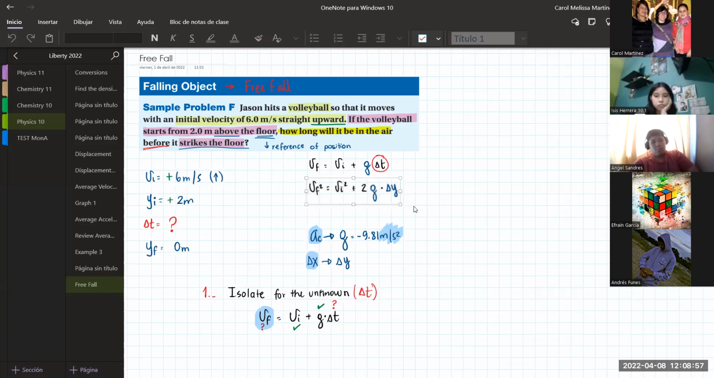Now, as you can see, the change in the position is not given in the problem. They gave me the initial position of the ball and the final position of the ball. So you realize that we cannot really isolate for the time here. So what do we need to do? We need to actually find the final velocity.